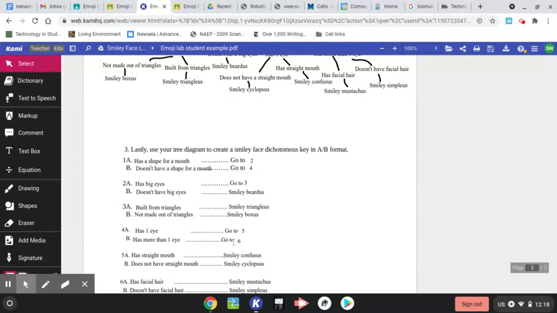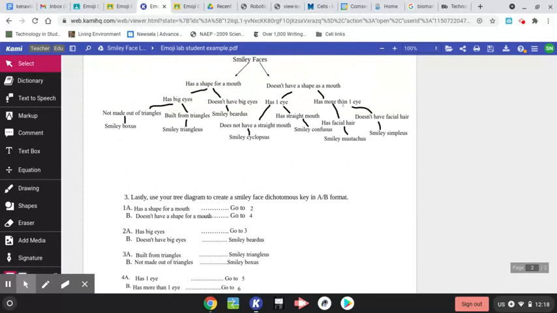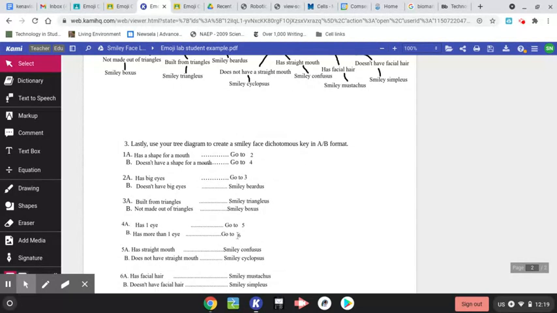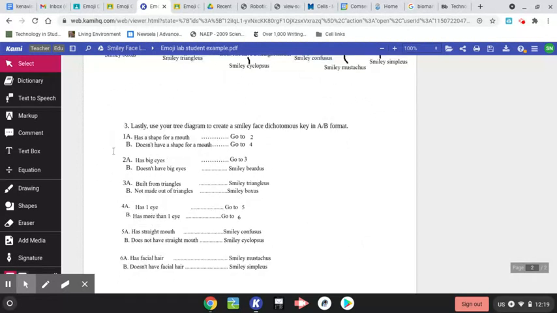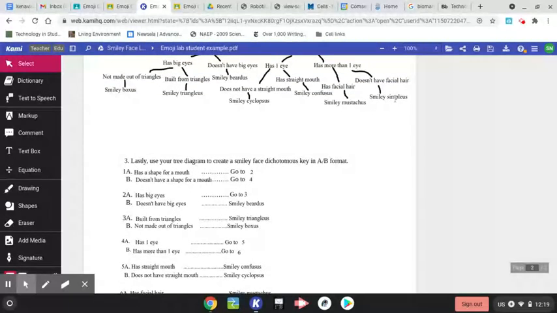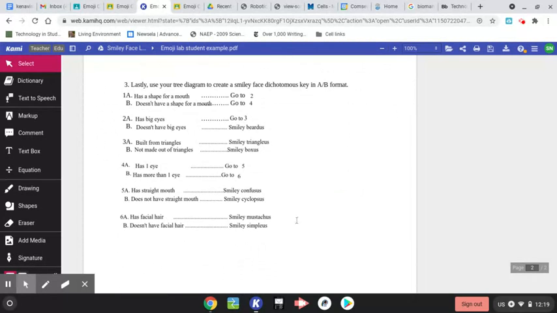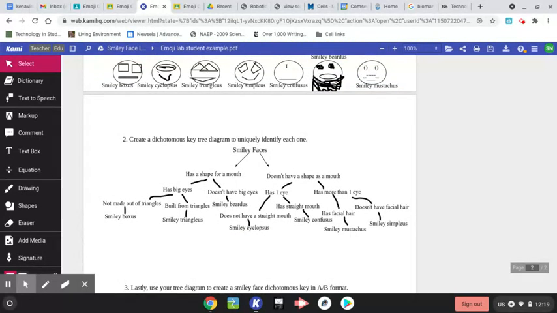But if I was building it, I would now go to the next group. So I would look at my has more than one eye, and I can see has facial hair and doesn't have facial hair. Those are two characteristics. I can't talk about them on one line. I need an A and a B, and my next available spot would be number 6. And I go to 6, and then there are my two characteristics: has facial hair on A and doesn't have facial hair on B. And has facial hair is Smiley Mustachius, while doesn't have facial hair is Smiley Simpleus. Okay? And that is how you were supposed to do this lab. I hope that was helpful.